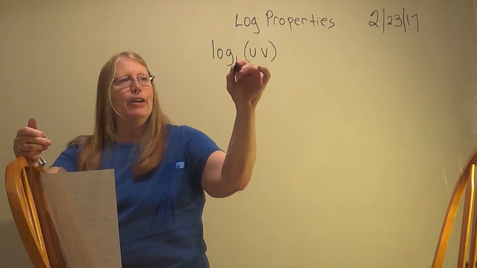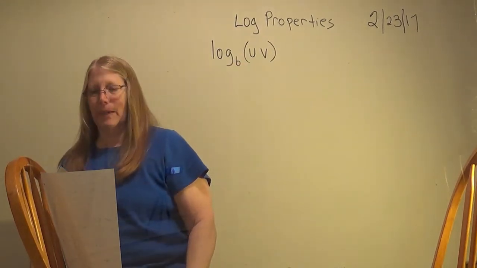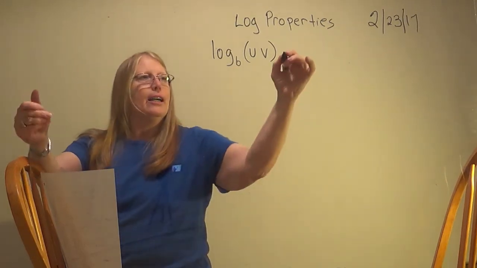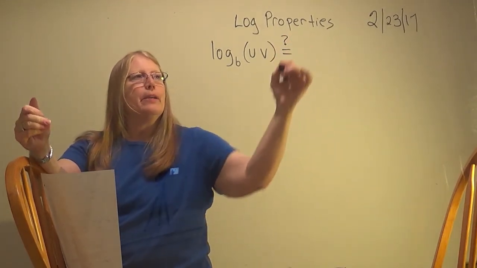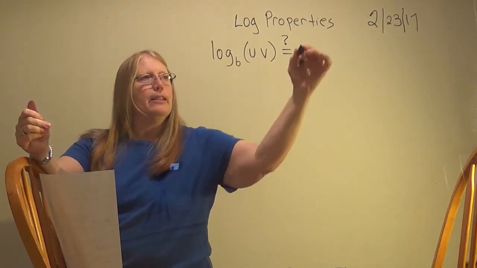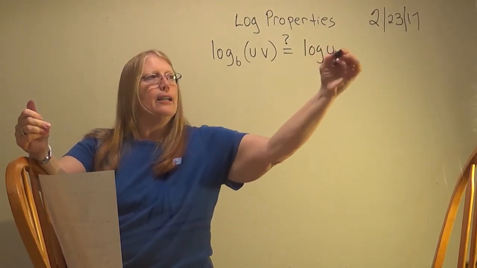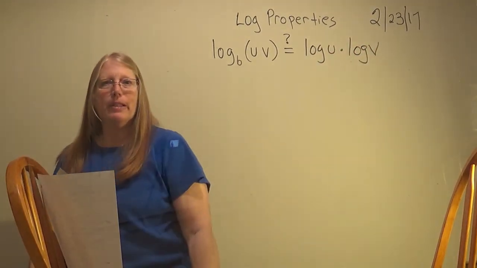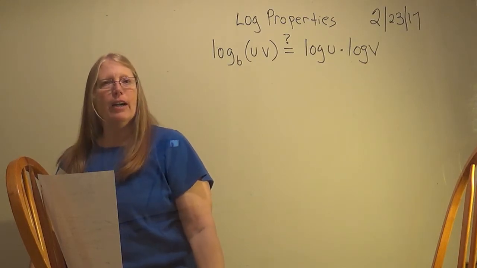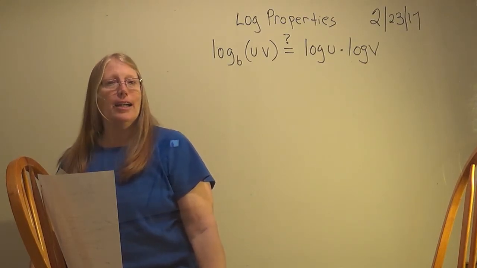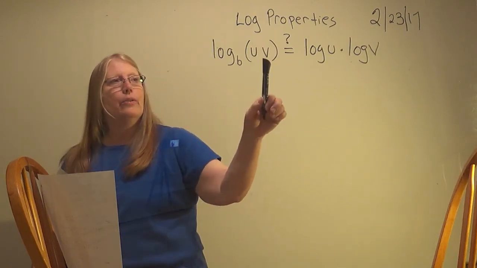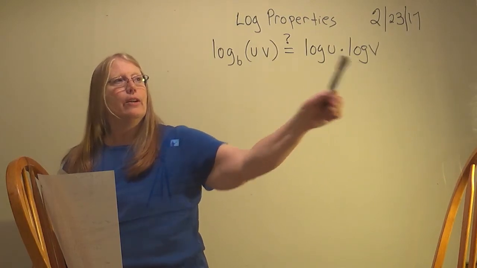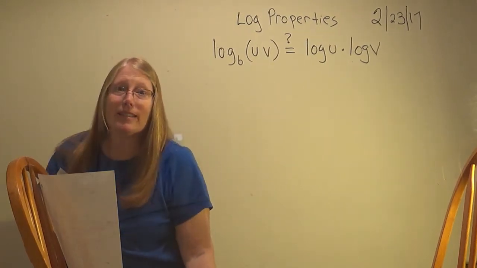So say I have a log to a base b, some base, and I'm taking two quantities and I'm multiplying them together. I was wondering if log properties work like this. Would it be the log of u times the log of v? Since we haven't established that with logarithms, we have to arrive at that conclusion or not. So the log of uv, I'm wondering if it's the same as the log of the first times the log of the second. So what's your guess?